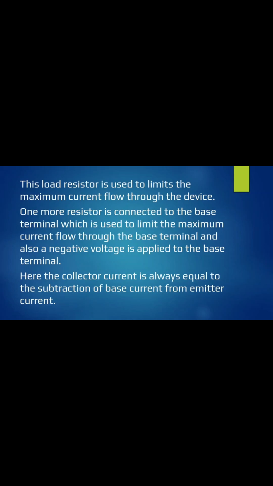Here the collector current is always equal to the subtraction of base current from emitter current. The collector current IC is given by IC is equal to IE minus IB.